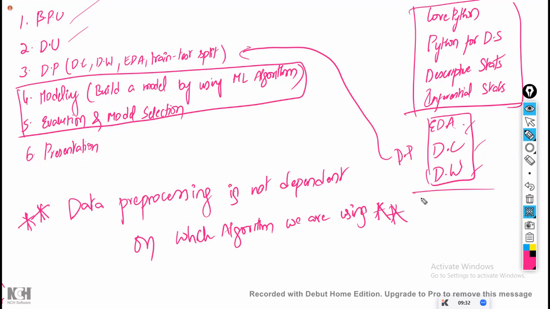So for linear regression, do we have to do it like this, or for lasso regression like that? No need to ask any such question. Irrespective of the algorithm, data pre-processing will never be dependent. Only for certain algorithms, scaling is dependent, where min-max scaler and standard scaler are there. That is the only dependency, nothing else. So data pre-processing is common for every algorithm. Now, coming to the most important part, modeling.